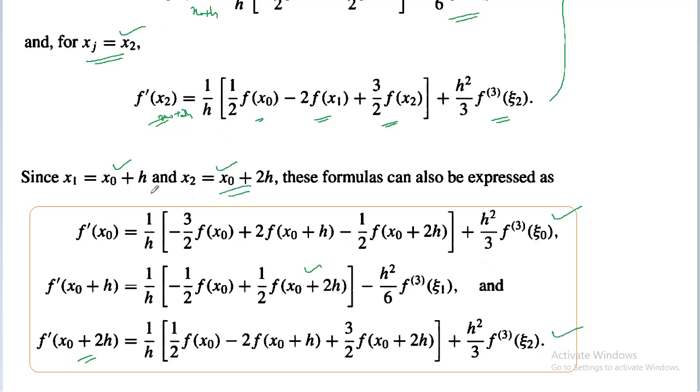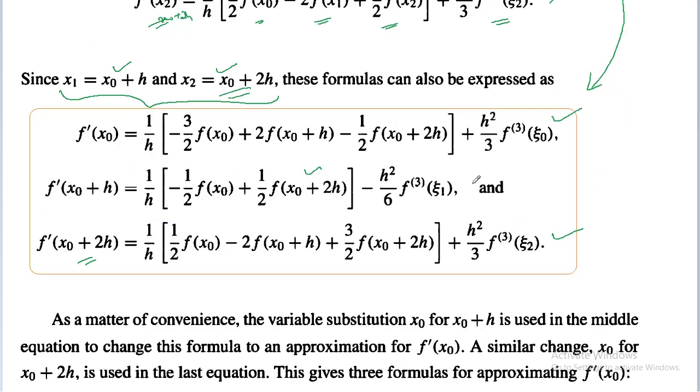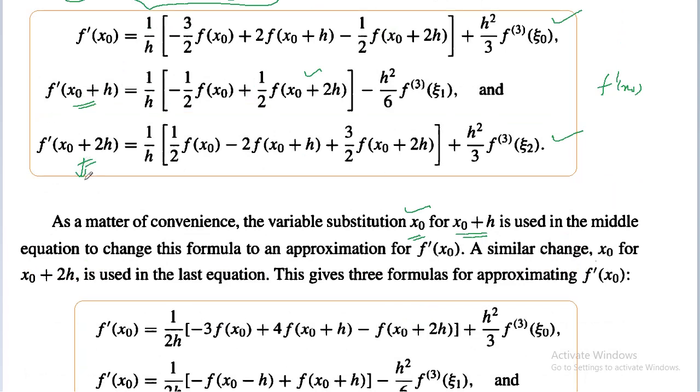So by using these, we can transform these three equations like this. Now, for convenience, in the second formula, we replace x0 plus h as x0, because we are going to find f dash of x0. And in the third one we replace x0 plus 2h as x0.